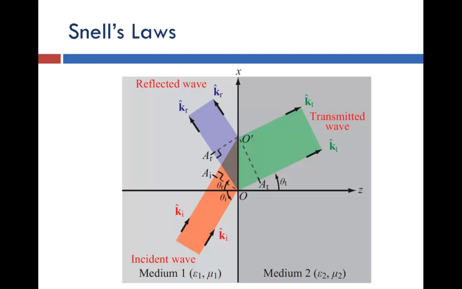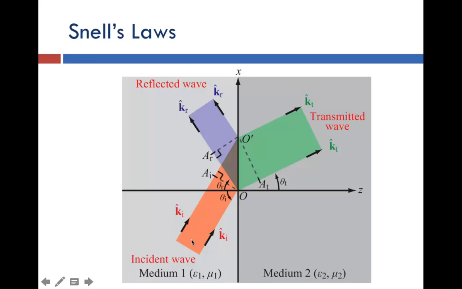Okay, before we get into a quantitative coverage of reflection and transmission at oblique angles, I want to talk a little bit about Snell's laws. Snell's laws are basically the result of applying the boundary conditions for electromagnetic fields to boundaries between medium 1 and medium 2, with medium 1 having epsilon 1 mu 1 and medium 2 having epsilon 2 mu 2.